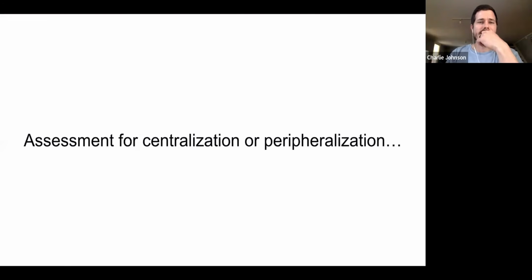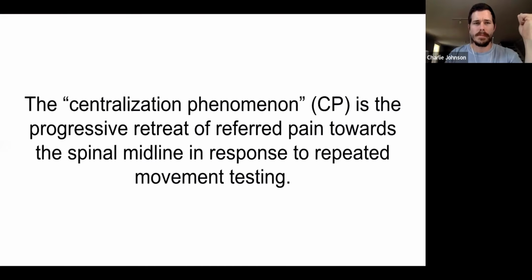So what do I mean by assessment for centralization or peripheralization? Maybe these are new terms to you, so I just want to make them super clear. The centralization phenomenon is the progressive retreat of referred pain towards the spinal midline in response to repeated movement testing. Let's make this very clear, and I'm going to show you some examples. Centralization is basically, hey, I've got symptoms down in my calf, and when I do certain repeated movements of my back, in this case spine, it moves from my calf closer to the midline, maybe the back of the leg or closer to the back. So taking things further away from the spine and moving those symptoms closer to the spine.